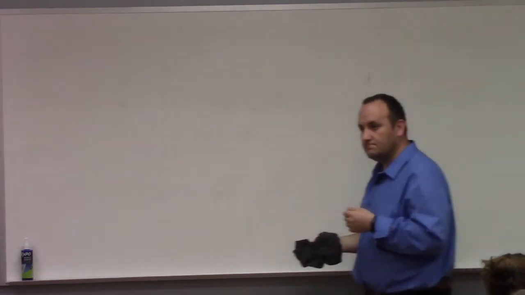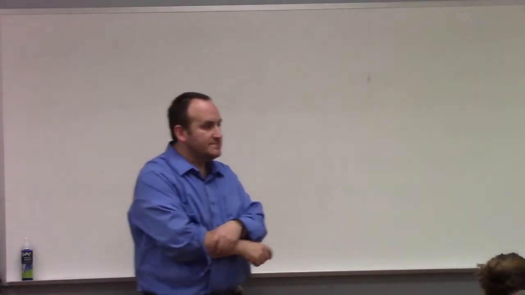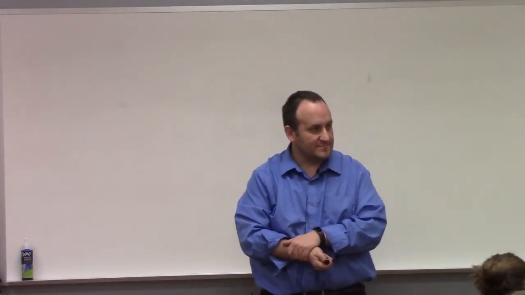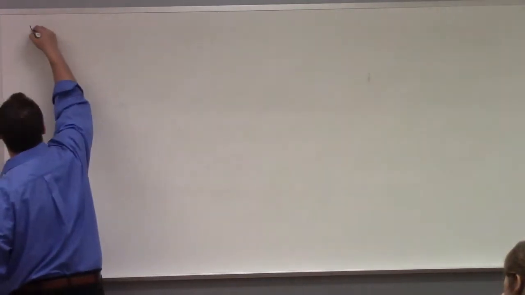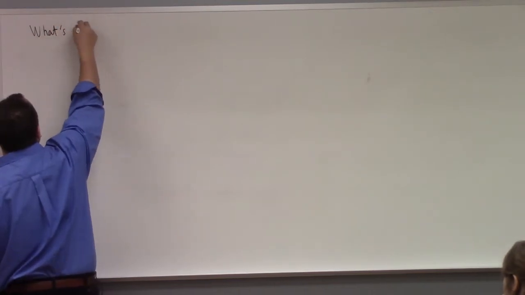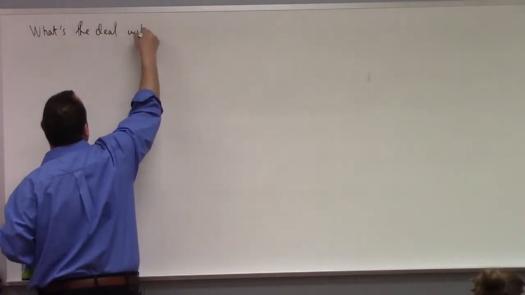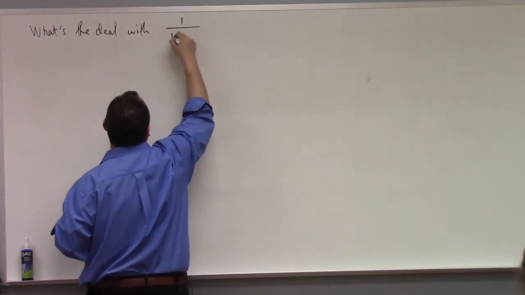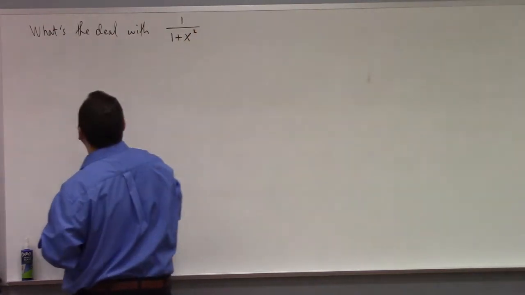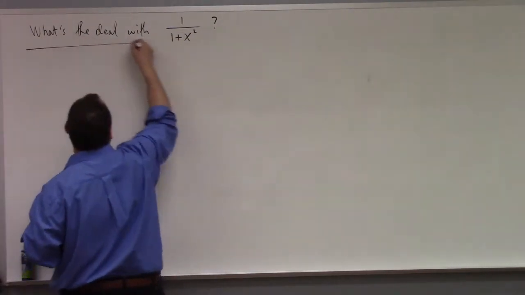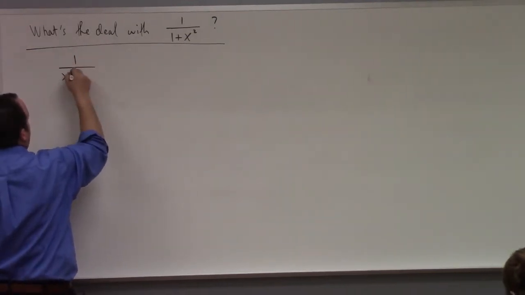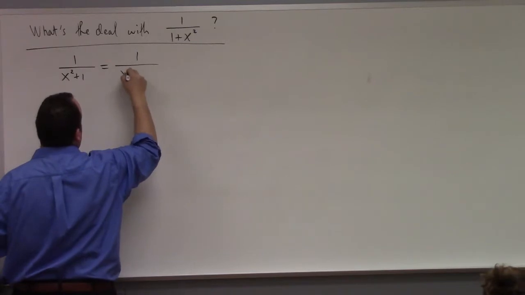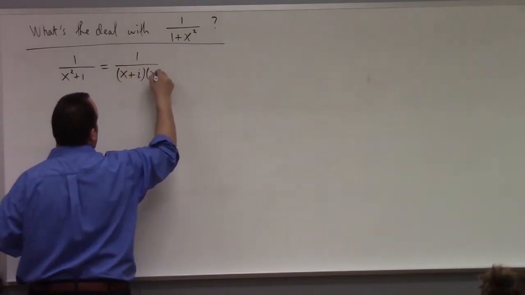Any ideas? Yeah. What's the deal with 1 over 1 plus x squared? Ah, you said look at imaginary. Now I think we have an idea. So 1 over x squared plus 1 is really 1 over x plus i times x minus i.